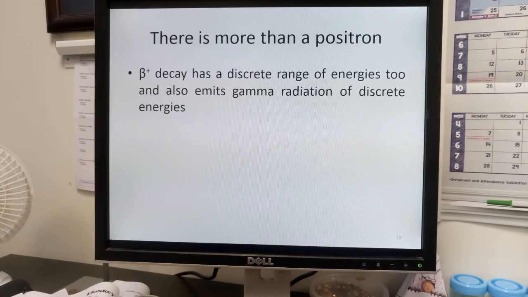Now, there's more than just a positron. Beta plus decays also have the discrete range of energies too, and some emit gamma radiation at discrete energies.